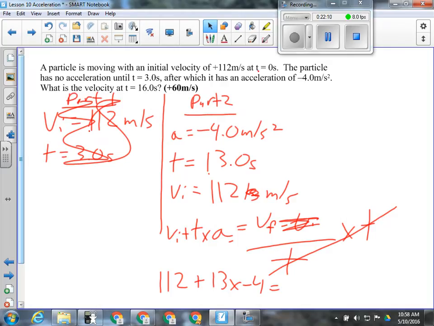All right, questions there? Cool. Because for the first 3 seconds it didn't accelerate. The velocity didn't change, right? It only accelerated for 13. Okay. Other ones? That's okay. Ask. All right, keep going then, guys.